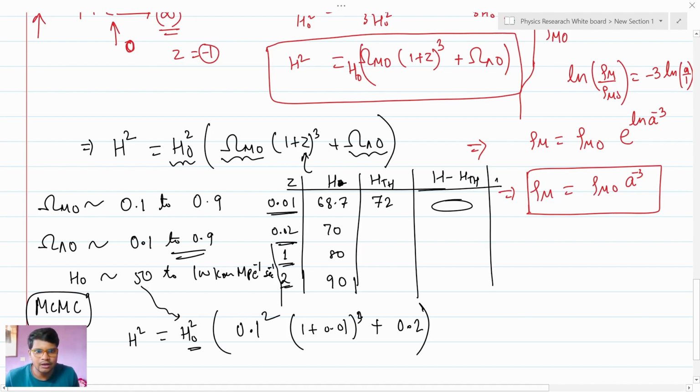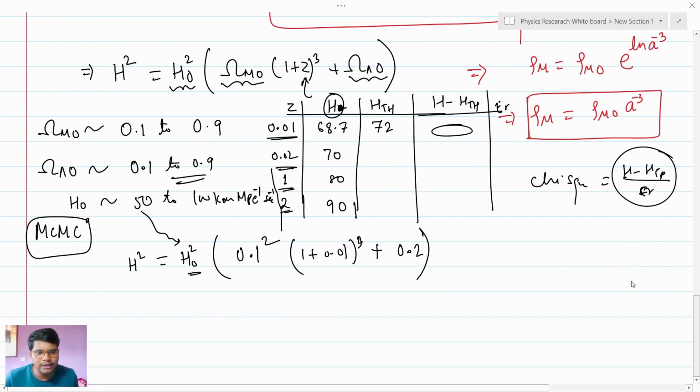There is also an error which was already there in the measurement of H. So it will use chi-square, which is H minus H theoretical over error, and it will try to reduce this chi-square. Suppose that now it comes out to be, let us say, 100. Now it will try to pick a different omega m0 to be 0.2, omega lambda 0 to be 0.1, and H0 to be 50.